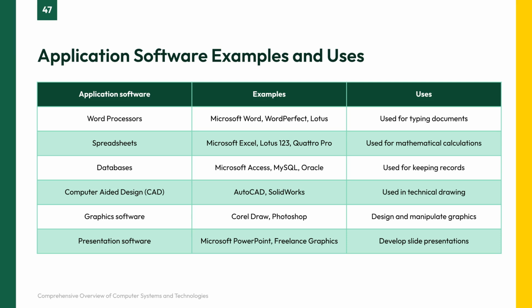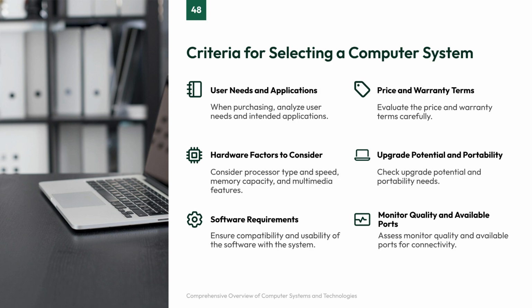Application software includes various types like word processors for typing documents, spreadsheets for mathematical calculations, and databases for keeping records. Selecting a computer system requires considering user needs, hardware factors like processor and memory, and software requirements.